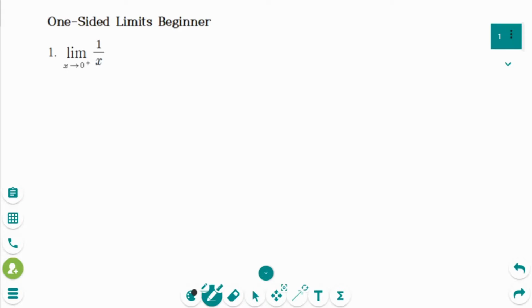This video will cover beginner questions regarding the topic of one-sided limit. We already solved the one-sided limit using the graph at piecewise function limits and graphing. So now I want to show a more algebraic way to find limits. This is the first one.